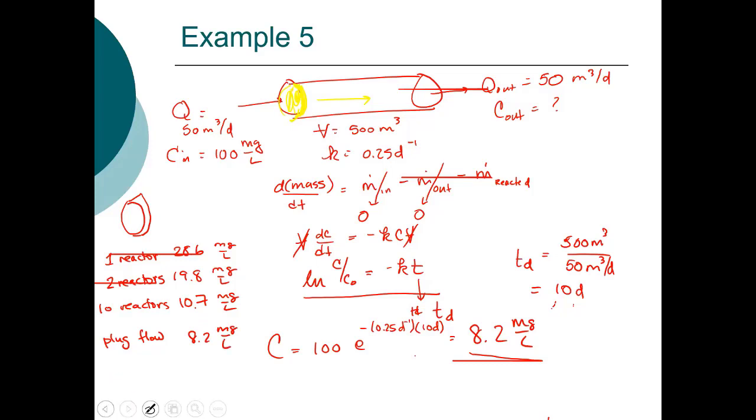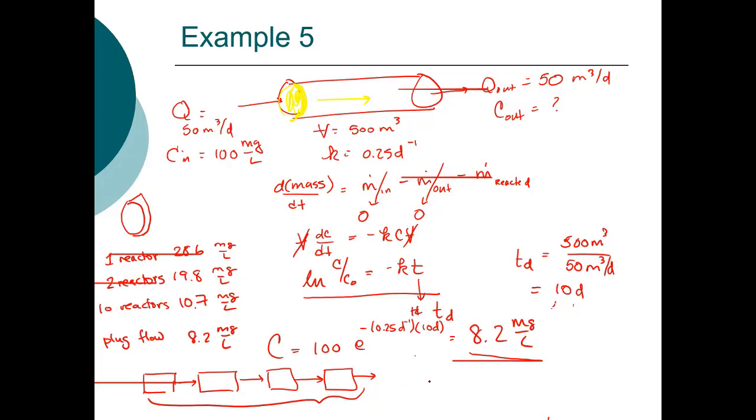And with a batch, we allowed it to go. If we had done the batch for 10 days, we would have come up with the exact same answer. We just allowed the batch reactor to continue for essentially an infinite amount of time. So if you think about it, as we increase the number of our reactors, the system behaves more and more like a plug flow reactor. So the more reactors we put in series, the closer it approximates the plug flow reactor. If we had 20, okay, we would approach that 8.2.